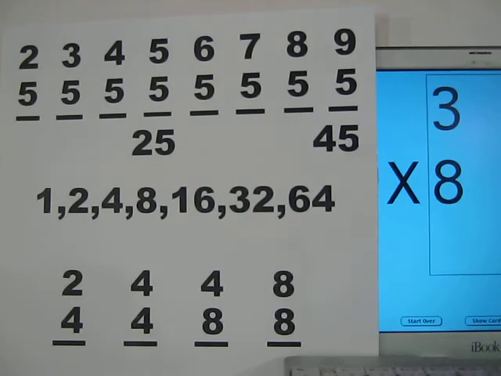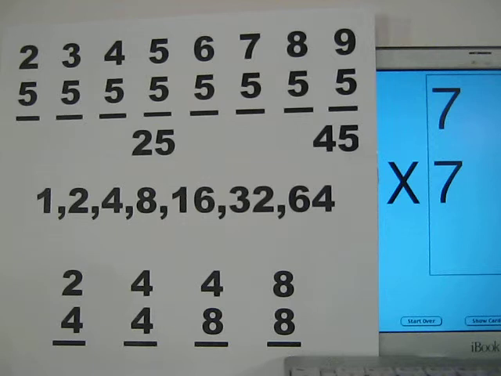Let's begin. 3 times 8. Same as 6 times 4. 3 times 8 is 24. 1 times 3 is 3. 2 times 6 is 12. 5 times 6 is 30. 6 times 4 is 24. 6 times 2 is 12. 5 times 9 is 45.